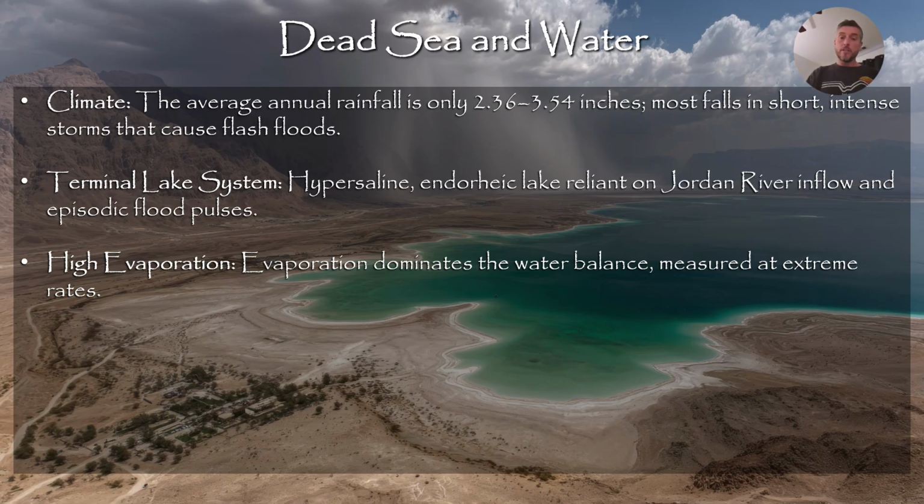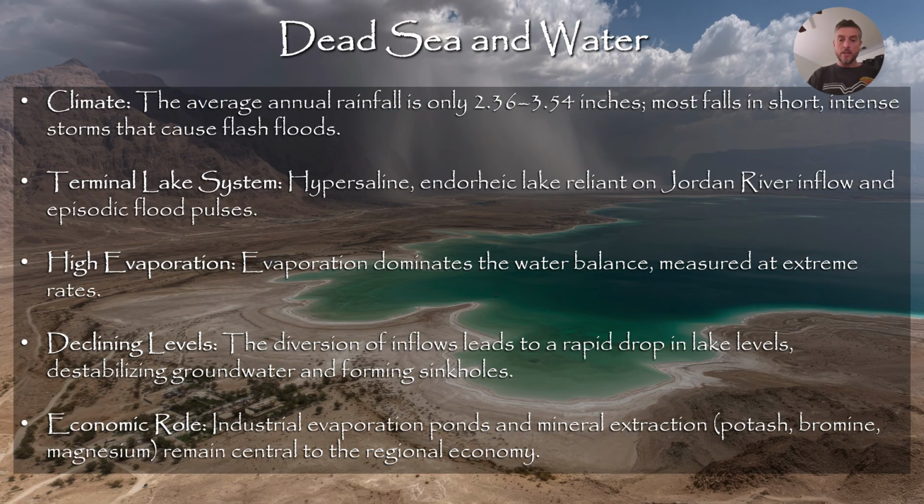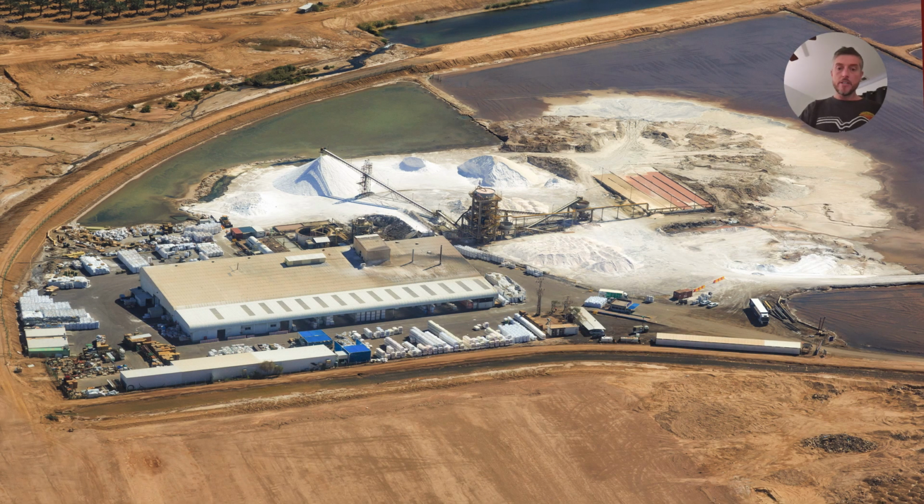High evaporation. Evaporation dominates the water balance, measured at extreme rates. Declining levels. The diversion of inflows leads to a rapid drop in lake levels, destabilizing groundwater and forming sinkholes. And industrial evaporation ponds and mineral extraction, potash, bromine, remain central to the region's economy. And here's an actual industry working at the shores of the Dead Sea.